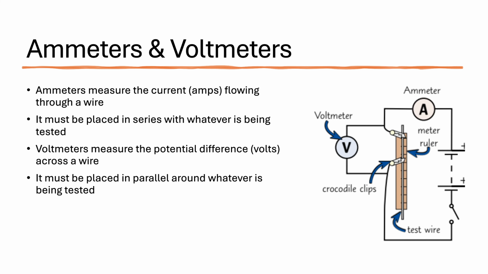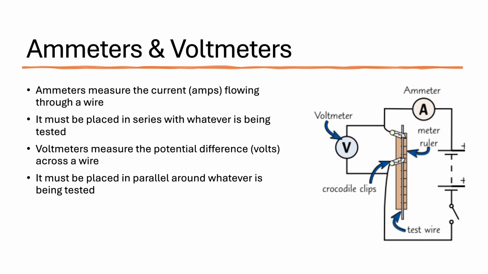All right. Now we have ammeters and voltmeters. So ammeters are the ones that measure the current in amps flowing through a wire. The important part is that it must be placed in series with whatever is being tested. So this is an example here where we're testing the current of this wire here. Notice how this is in series with it, and therefore it is measuring it basically.